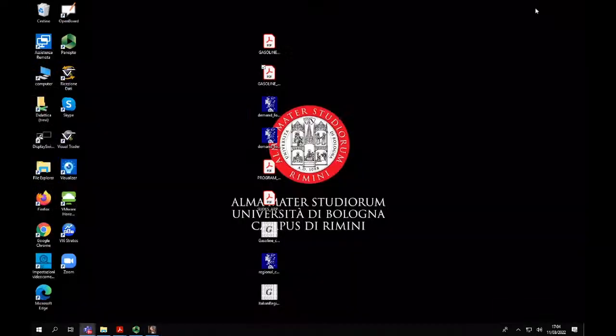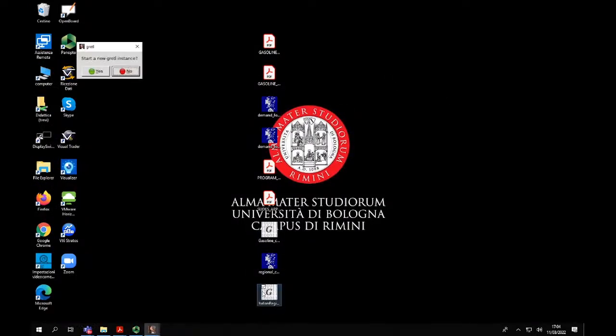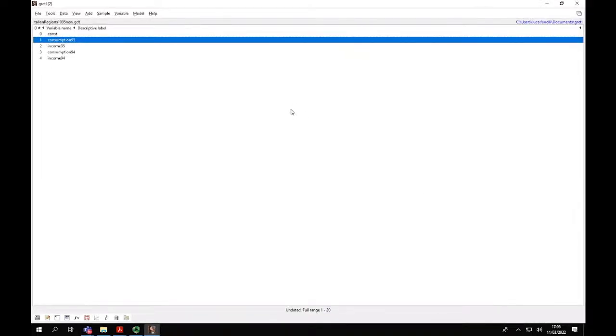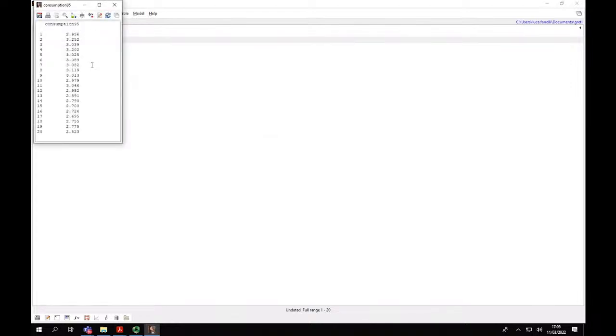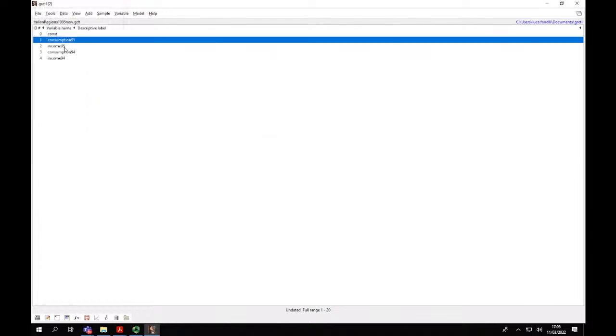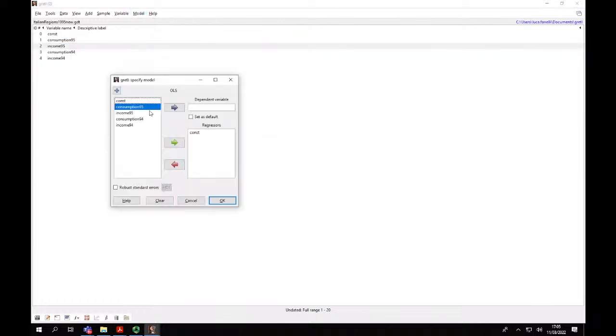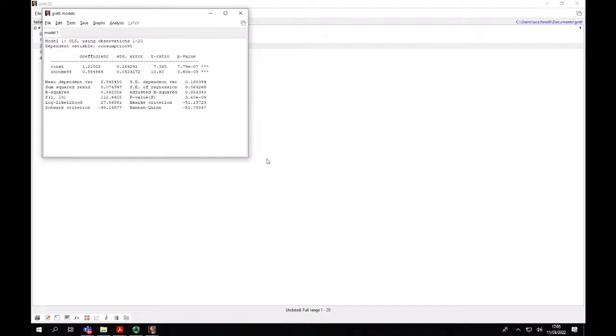Now I open a new Italian region 95 dataset. I sent you the data set this morning, okay? As a reminder, we have consumption 95, cross-section, per capita consumption in the 20 Italian regions, and income 95 of the 20 Italian regions. The model we estimated by OLS was consumption in 95 as a function of a constant and income in 95. If you remember, we checked that we don't need robust standard errors because we tested the heteroskedasticity. So the estimated beta 2 coefficient in this model is 0.55, okay?